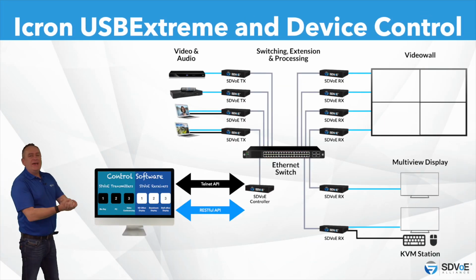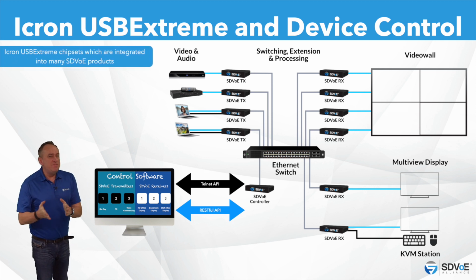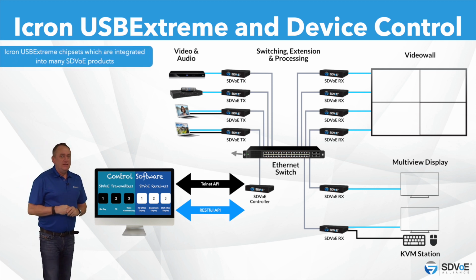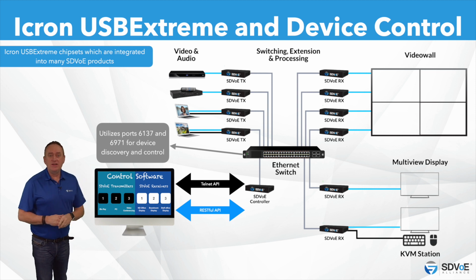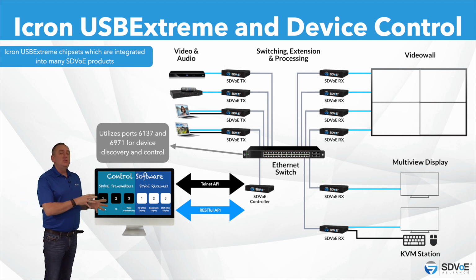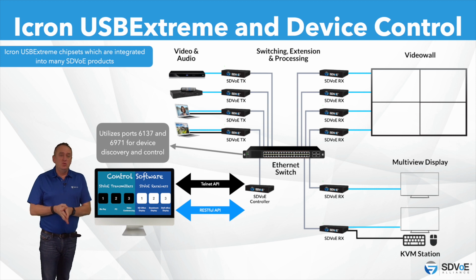Icron's USB Extreme chipsets are integrated into many SDVoE products. They utilize ports 6137 and 6971, and they use these for device discovery and control using UDP.